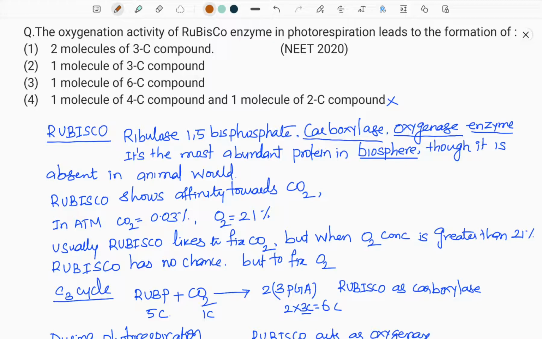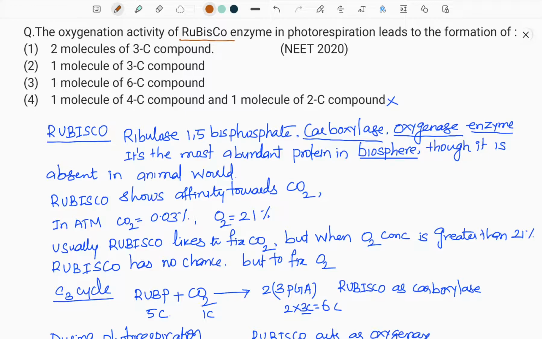We are looking here at a question about the Rubisco enzyme. We know Rubisco is very popular. It has been asked so many times in competitive exams. See here the question. When you see the word Rubisco, R is caps, B is caps, C is caps. So, Rubisco stands for ribulose 1,5 bisphosphate carboxylase oxygenase.